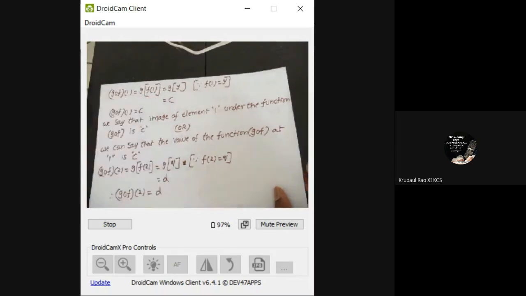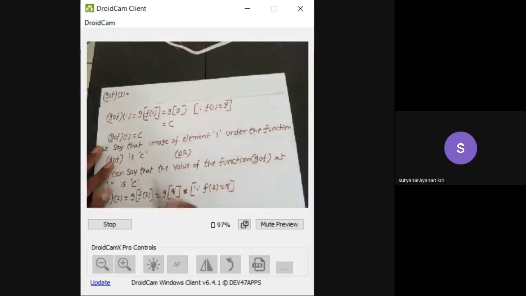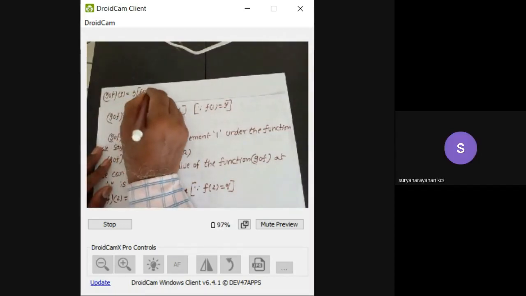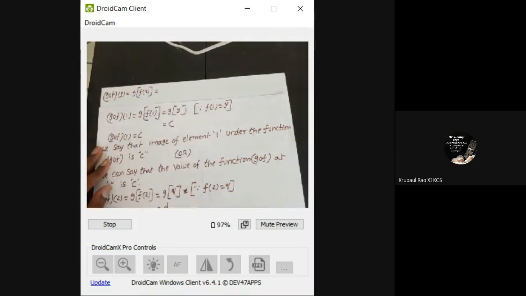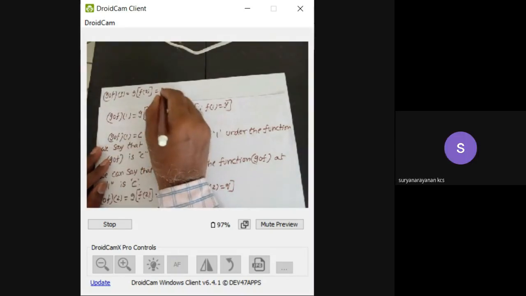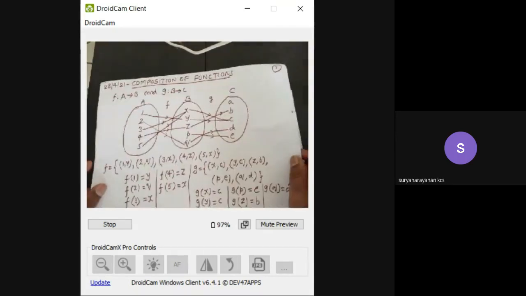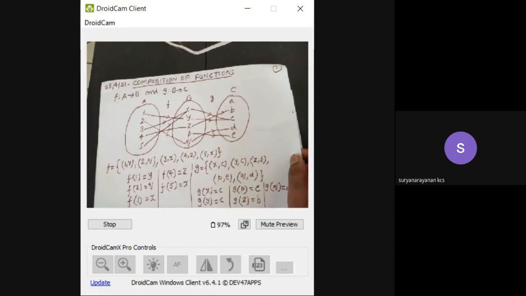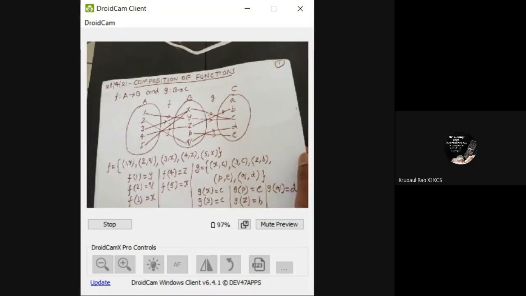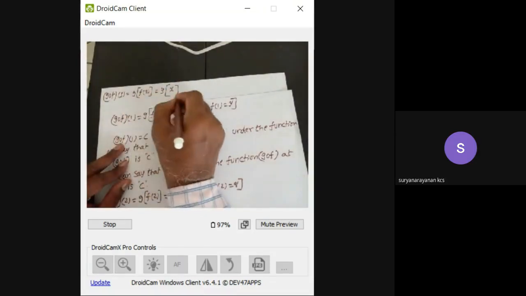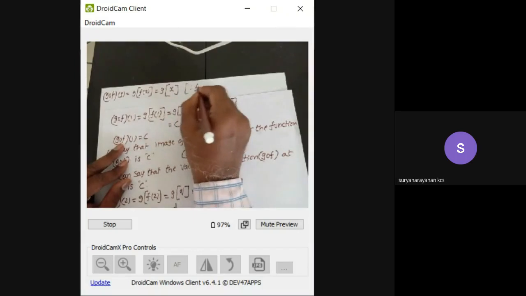Sir, I will say, sir. Now tell me. G of f of 3 equals G of f of 3. What is f of 3 value? See this arrow diagram, here we have written. What is f of 3? Sir, x, sir. Very good. In the place of f of 3, write x only. That is the value of f of 3.